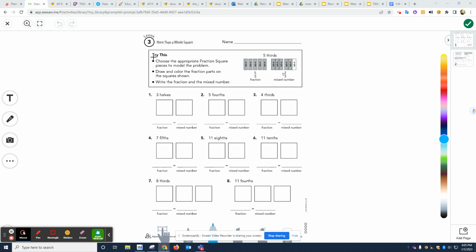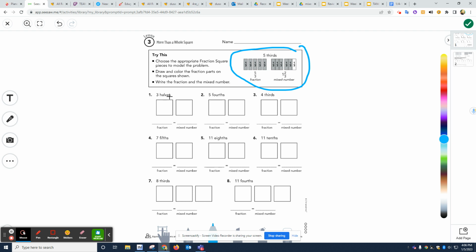So here we go. If you take a look up here, it says try this. Choose the appropriate fraction square pieces to model the problem. Draw and color the fraction parts on the squares shown, and then write the fraction and mixed number below. They have an example for you, which is always nice, but we're going to try number 1 together.